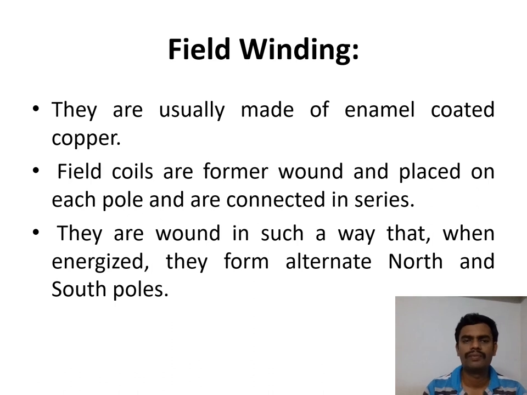Next, field winding. They are made up of generally enamel coated copper wires. All the wires or coils which are used in electrical machines are made up of enamel coated copper wires, and the field coils are former wound and placed on each pole and are connected either in series or in shunt. They are wound in such a way that when they are energized, they alternately form north and south poles.